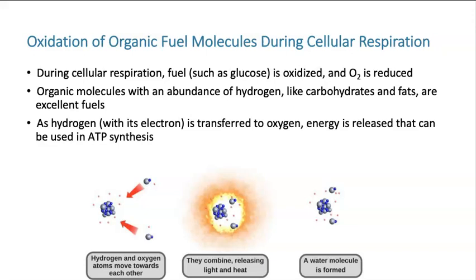During cellular respiration, all our fuel, glucose mostly, again, focusing on that, but any fuel that's used in this is oxidized. And oxygen, O2, that's reduced. Organic molecules with a lot of hydrogen, like our carbohydrates and fats, those are great fuels. As hydrogen, along with its electrons, remember, but it's going to be easier to follow the hydrogens, is transferred to oxygen, energy is released. And that release of energy is what we're going to be using to make ATP.